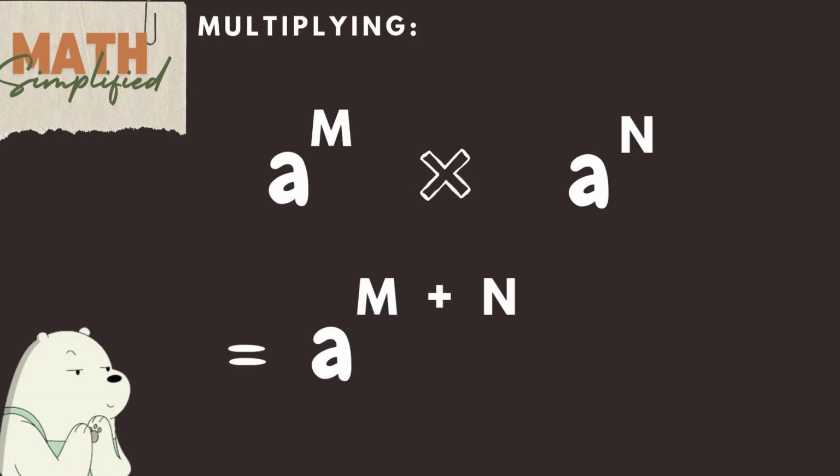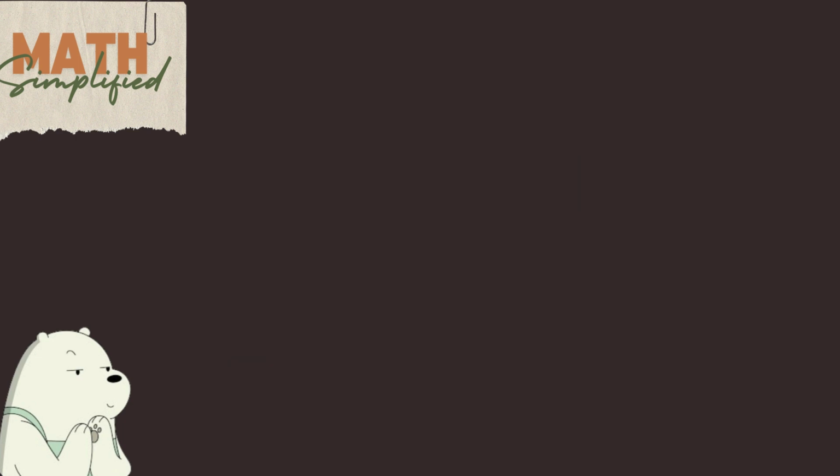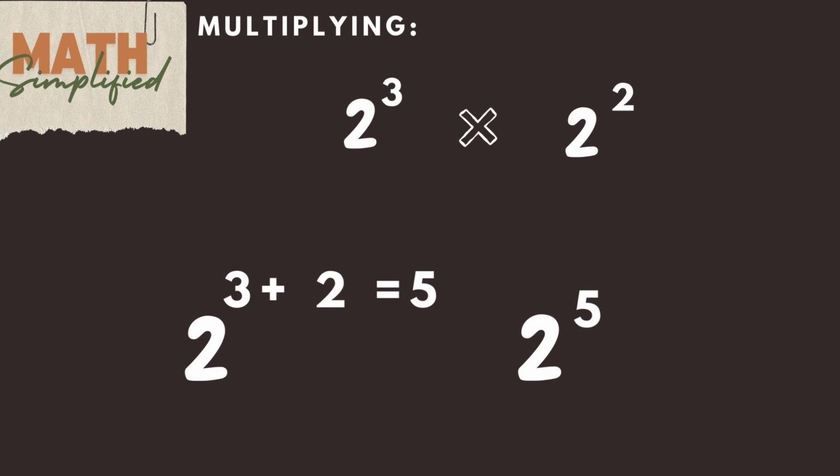For multiplying exponents, for example, let's take a to the power of m and a to the power of n. For multiplying, you're gonna keep the same base and add the exponents. So if it's 2 to the power of 3 and 2 to the power of 2, we're going to keep the 2 and add the powers, which is going to give us 2 to the power of 5.